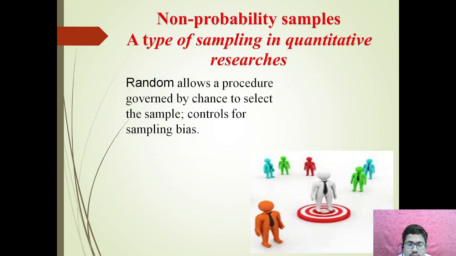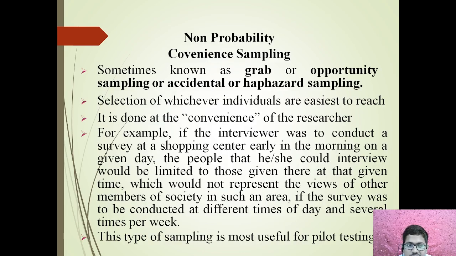Before that, in the previous slides we saw probability sampling, where we know the defined areas, whereas non-probability sampling is not based on random procedures governed by chance to control for sampling bias. In non-probability sampling, first we see convenience sampling, sometimes called grab or opportunity or accidental or haphazard sampling, that is, whichever individuals are easy to reach. For example, if we are going for a consumer survey for a particular product, we can go to any consumers.